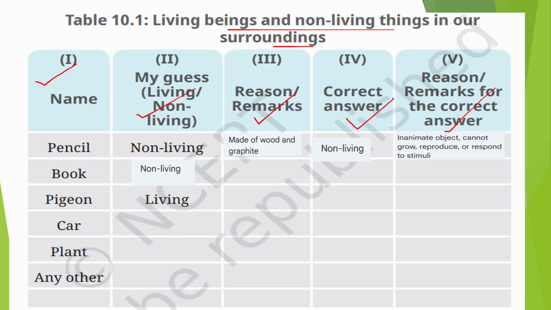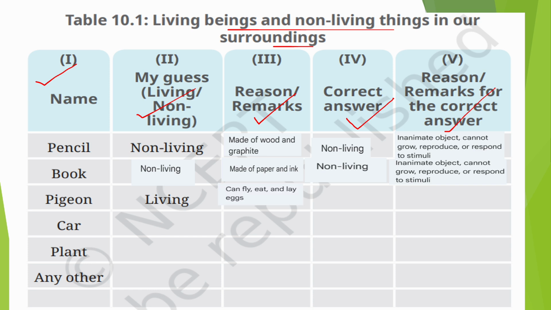Next one, book. Book is a non-living thing. Then reason, it is made of paper and ink. Then correct answer is non-living. Reason is again inanimate object. It cannot grow, reproduce or respond to stimuli. Then what about pigeon? Pigeon is living. Reason, it can fly, eat and lay eggs. Correct answer is also living. Then reason, it exhibits characteristics of life: movement, growth, reproduction, respiration, etc.